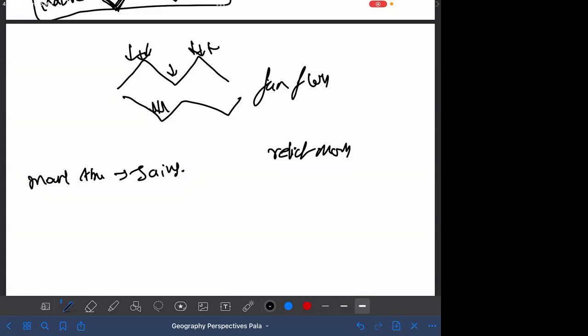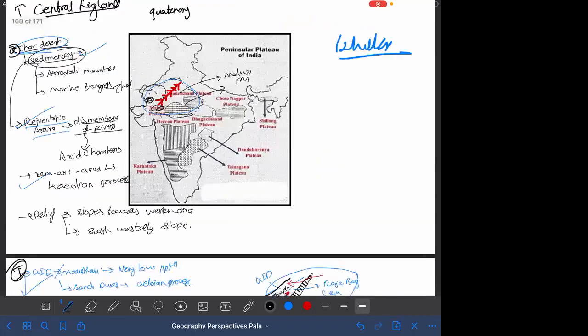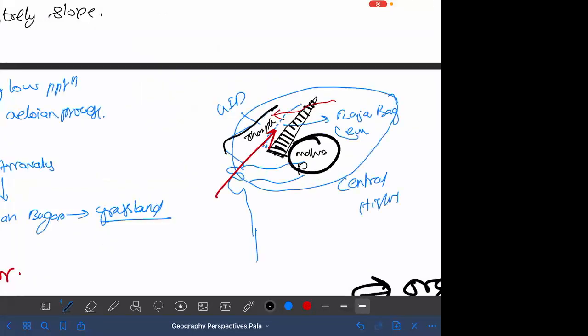Similarly, നമുക്ക് Malwa Plateauവിന്റെ കാര്യം കൂടി ഒന്ന് എഴുതാം. Now, Malwa is found in this part. This is the Malwa Plateau.